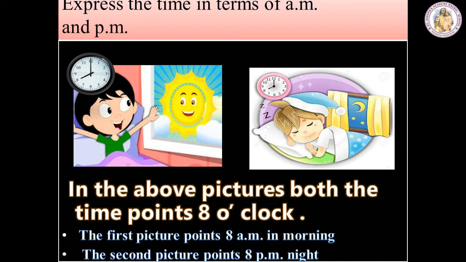Express the time in terms of AM and PM. In the above pictures, both the time points are 8 o'clock. The first picture points to 8 AM in the morning. The second picture points to 8 PM at night.